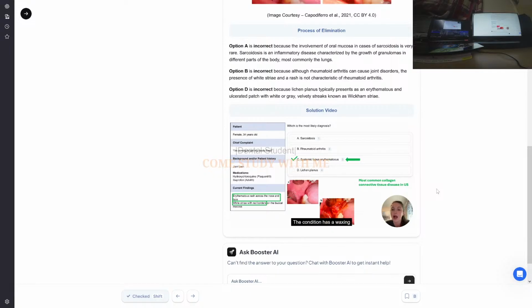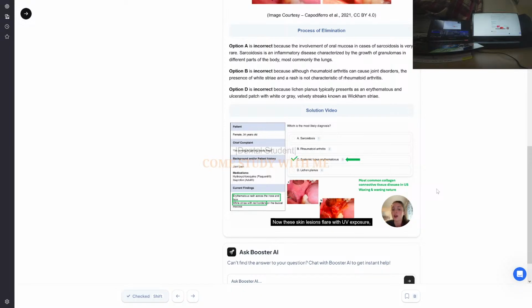The condition has a waxing and waning nature, meaning it gets better, it gets worse, it flares, stuff like that. And it can cause fever, weight loss, fatigue, and even arthritis, which is why we see she had this joint pain. Now, it also has a very characteristic malar rash, and malar is just this region of your upper cheeks, your cheekbones, over your nose, and it's called a butterfly rash based on its shape, and it spares the nasolabial folds, which is where your nose meets your cheeks.